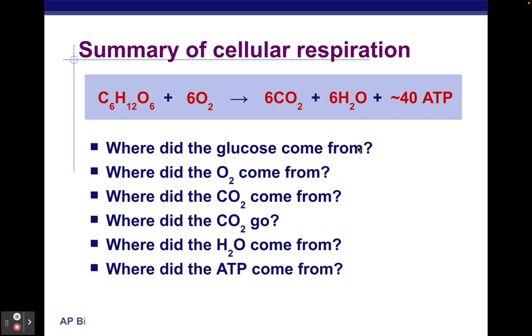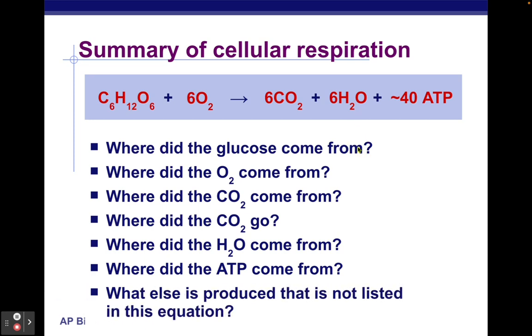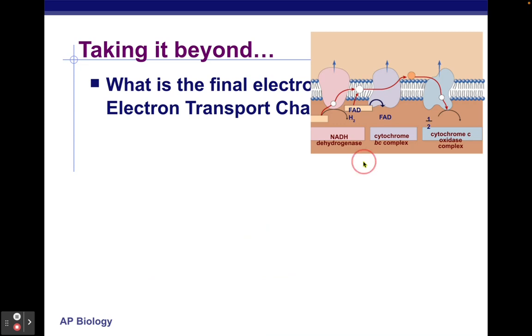Where did the ATP come from? Well, mostly the electron transport chain. So what else is produced that's not listed? NAD is an end product, so the oxidized version of NADH. So NAD, FAD, and of course heat. Why do we breathe? You guys should know that.